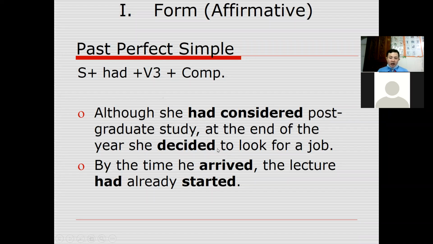Okay? And this one, she decided to look for a job. Okay, don't care about it because we will talk about it later. Okay? We will talk about it later. So in this slide, just know that the sentence that contains had and verb 3 is called past perfect simple. Okay? So here she had considered postgraduate study is called past perfect simple.